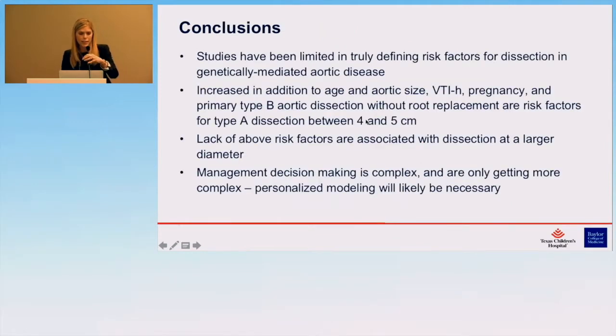So basically, in summary, studies have been really limited in truly defining risk factors for dissection in genetically mediated aortic disease. A lot of it has been very heterogeneous. But in addition to age and aortic size, we can use VTI, pregnancy, and primary type B aortic dissection for looking at people who dissect at less than 5 centimeters. And lack of those is actually protective.